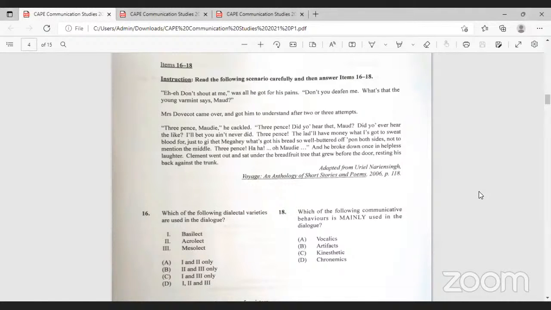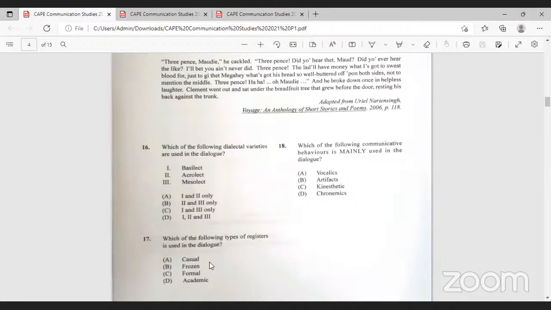Number 16. I know it might be a little hard to discern, but there is no acrolect. There's no strict standard English. So 2 is out. Basilic is there. Yes, 1 has to be there. You just do a process of elimination. So you know it can't be A and it can't be B and it can't be D if 2 is not there. So the answer must be C. 1 and 3 only, basilic and mesolic. If 2 is out, then that excludes everything else.